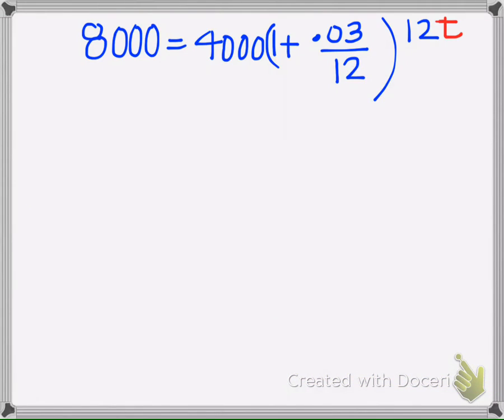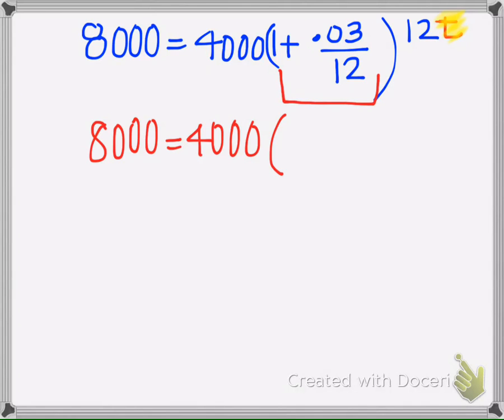Okay, so we need to solve this equation, and what you should notice is that the variable is stuck as an exponent. So we need to get the t by itself. So to do that, we're going to start with order of operations, which says do the parentheses first. So if we put that in our calculator, we get 1.0025.